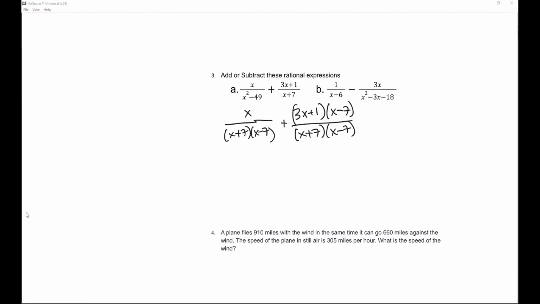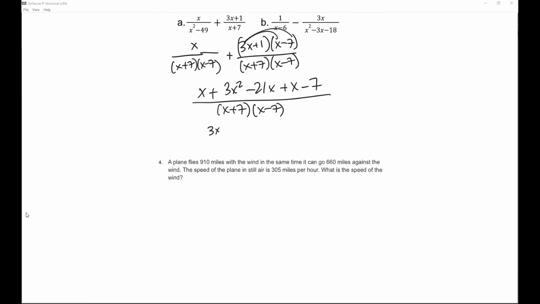Well, let's FOIL this out first. So it'll be x plus 3 times x squared minus 21x plus x minus 7, all over x plus 7, x minus 7. This is equal to 3x squared. If you combine all these x's, this is what? Negative 20, negative 19x minus 7, all over x plus 7, x minus 7.